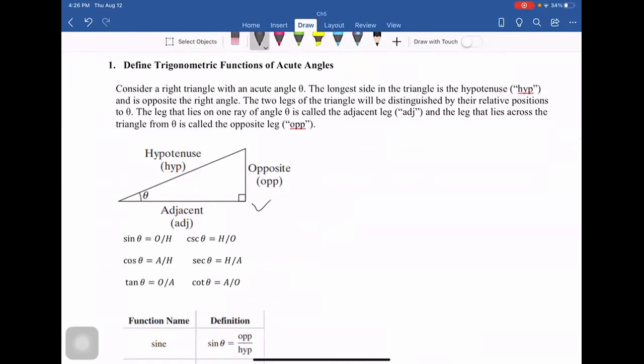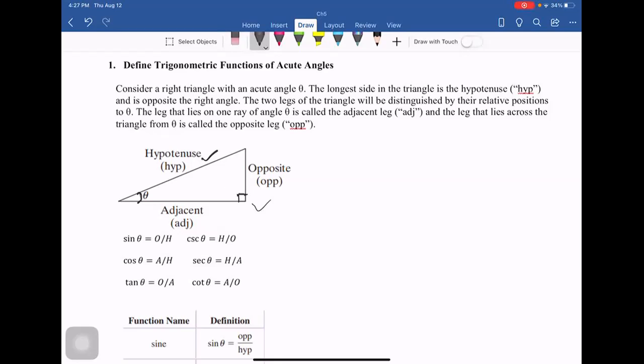With an acute angle theta, the longest side in the triangle is the hypotenuse. This is the longest one. So that is also the opposite side of the right angle. So you see, this is the opposite of the right angle. Okay. The two legs of the triangle will be distinguished by their relative position to theta.